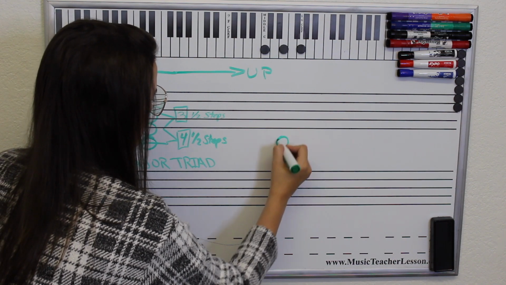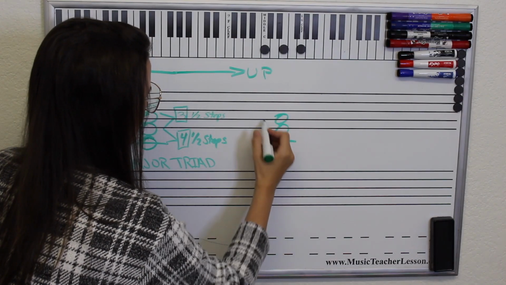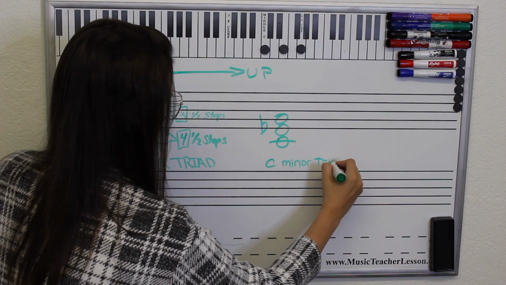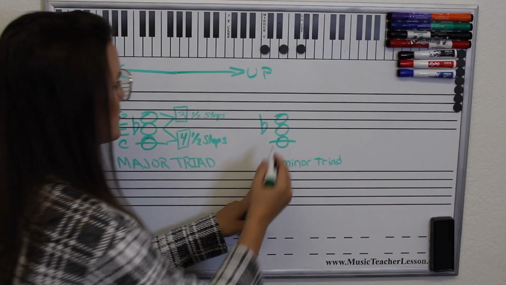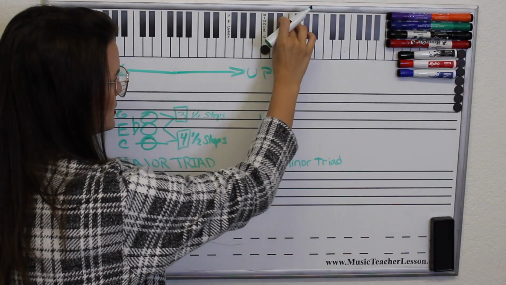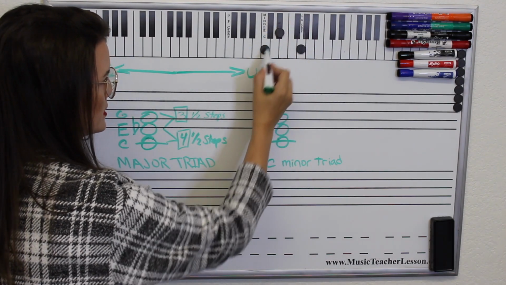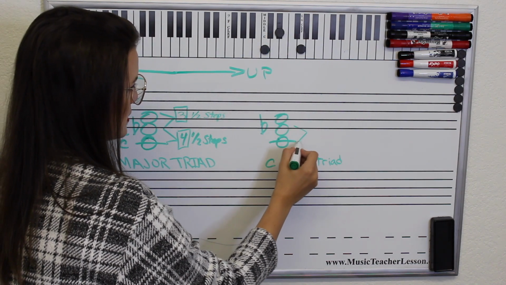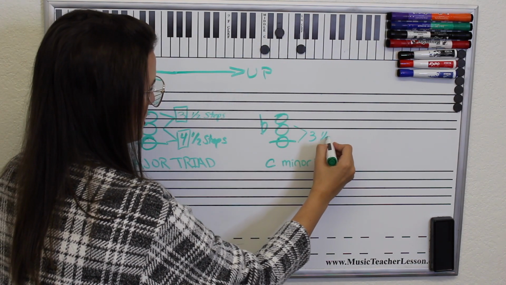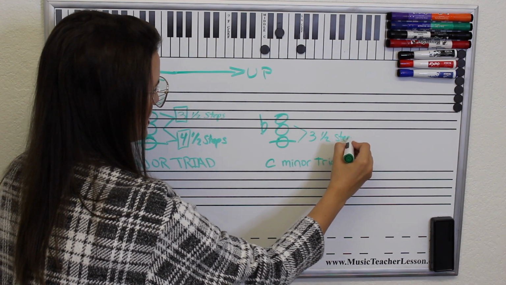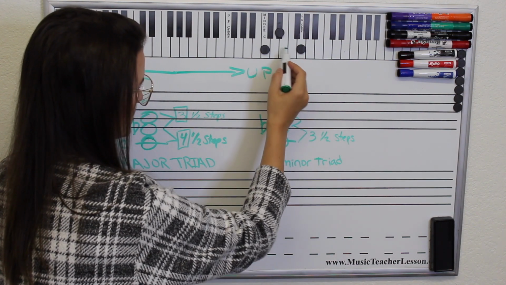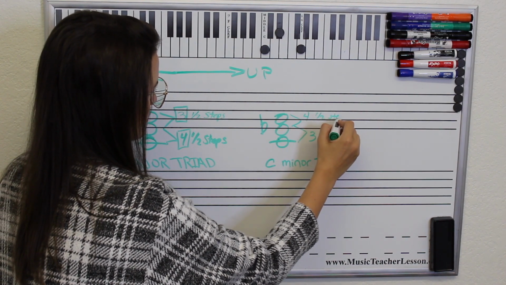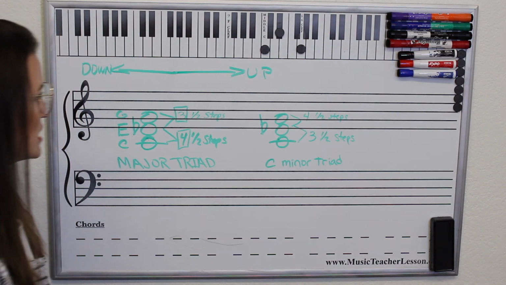So our C minor triad. Now let's count the half steps. This is our C minor triad. We lower the 3rd, so we go 1, 2, 3. 3 half steps now on the bottom. And 1, 2, 3, 4 half steps from the E flat to the G.